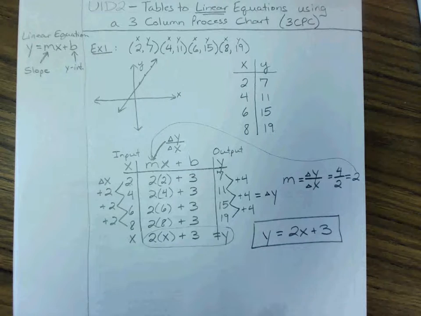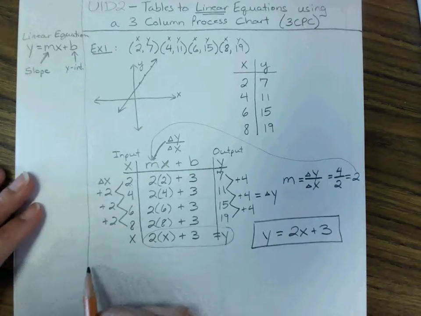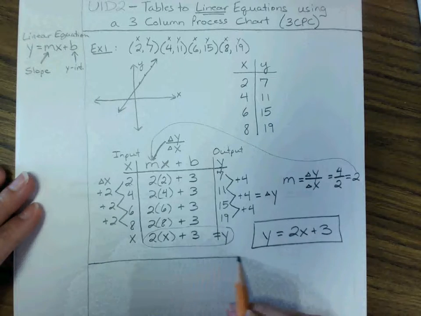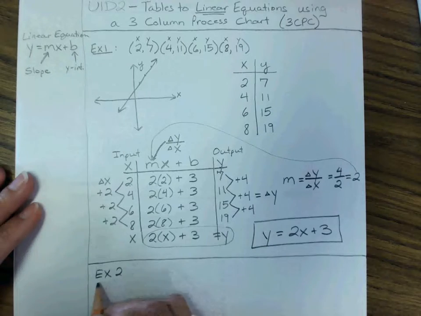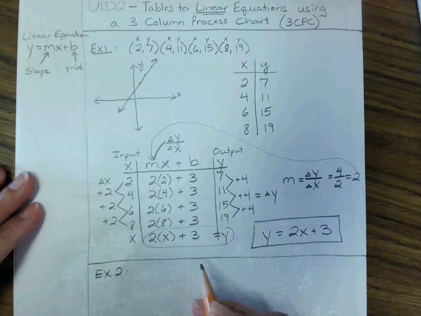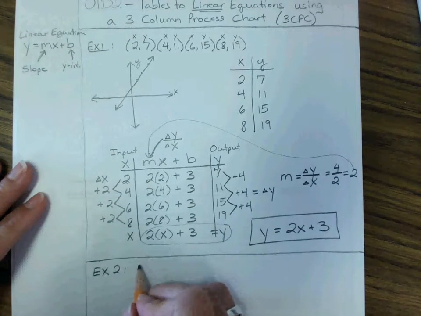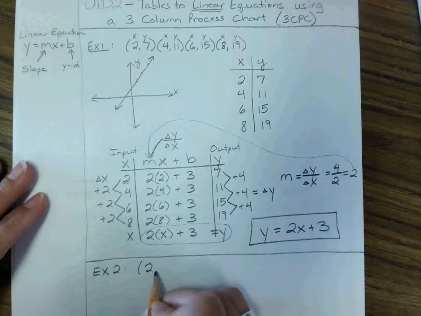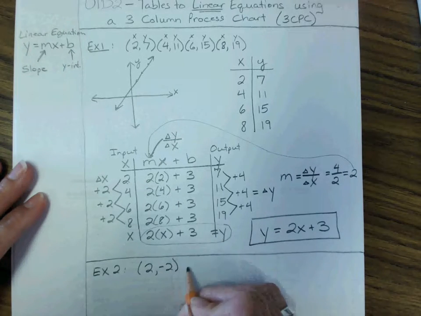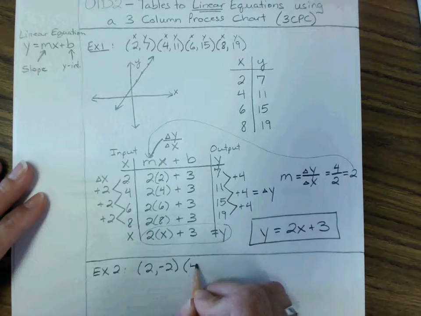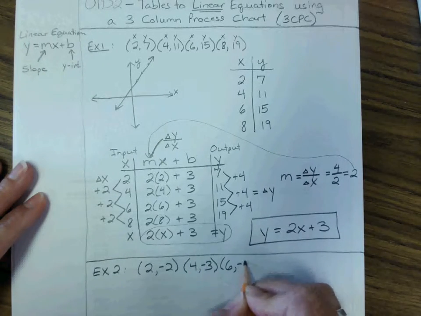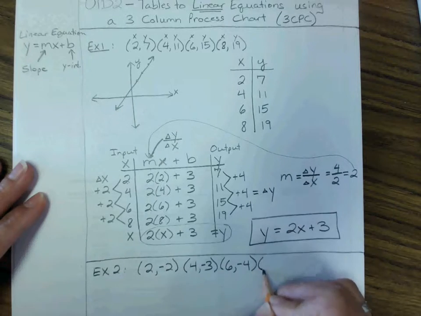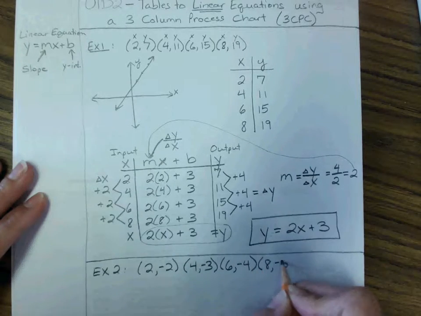Now, we're going to try one more example, and then we're going to go to the calculator, and I'm going to tell you how to check these, okay? So let's just draw a little line here, and let's try another example. So here's example 2. I'm going to give you another list of points. So I have the point 2, negative 2. I have the point 4, negative 3. The point 6, negative 4. And the point 8, negative 5.